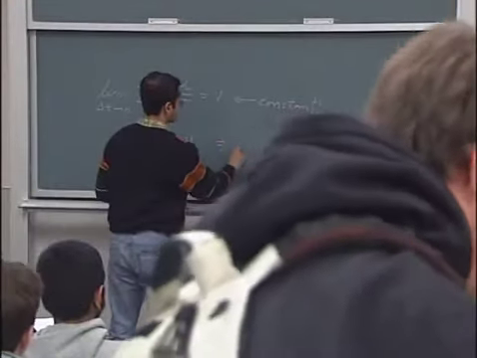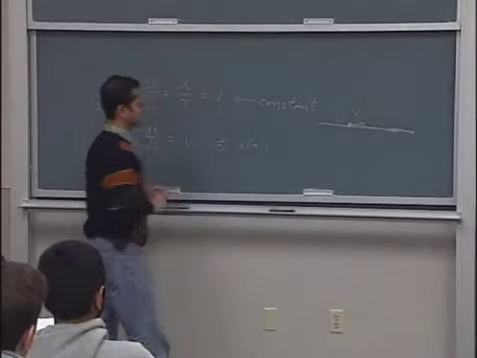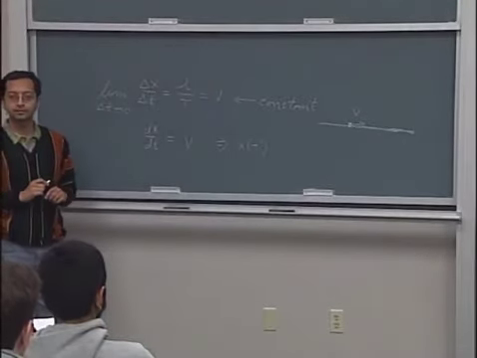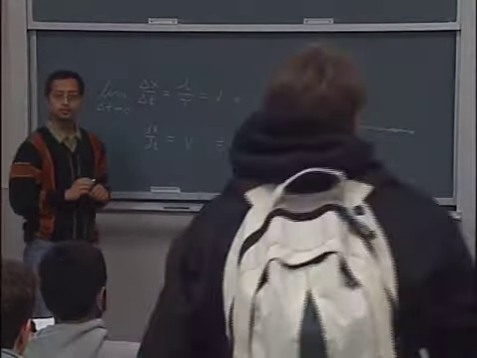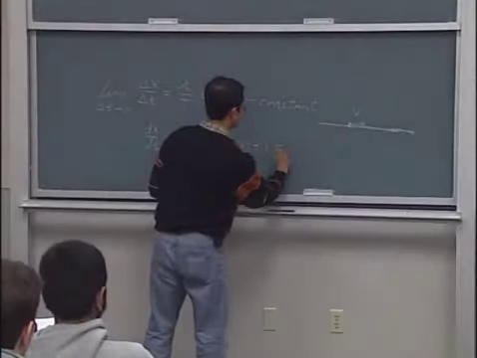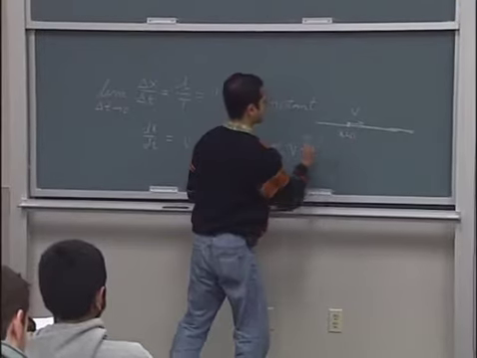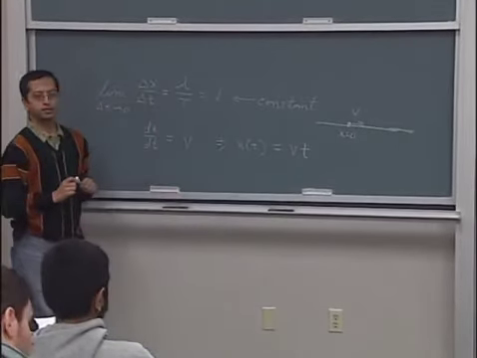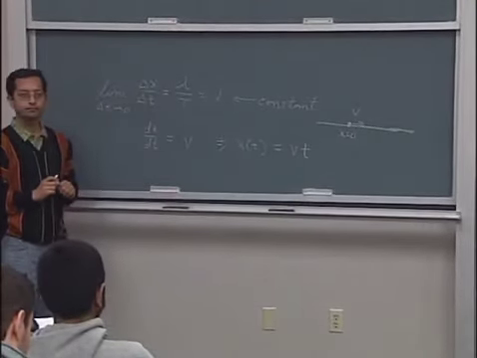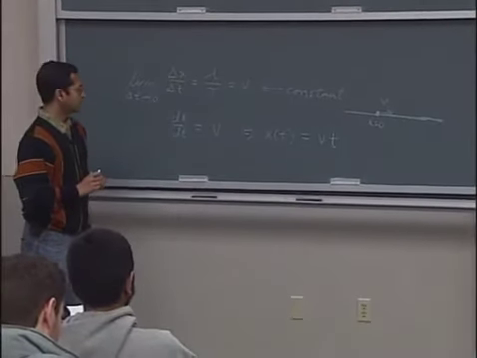And do you know the solution for this? What is x(t)? V times t. If you start from the origin at t equals 0, then x(t) equals Vt. Correct?